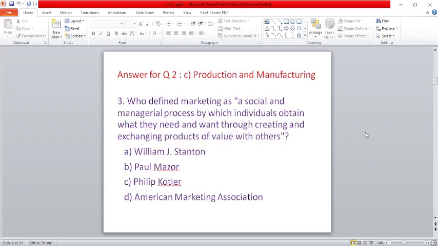Question number 3. Who defined marketing as a social and managerial process by which individuals obtain what they need and want through creating and exchanging products of value with others? A. William J. Stanton. B. Paul Mazur. C. Philip Kotler. D. American Marketing Association. The answer for question number 3 is C. Philip Kotler.